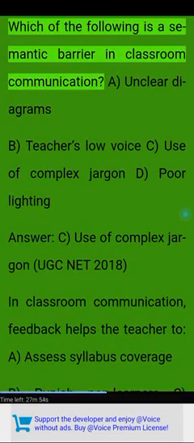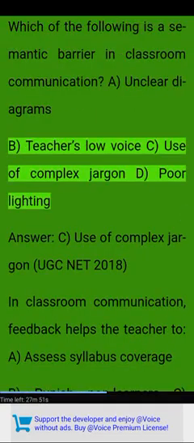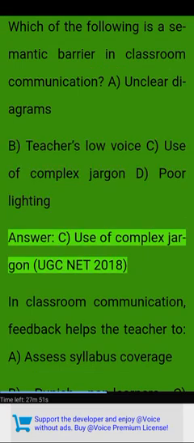Which of the following is a semantic barrier in classroom communication? A. Unclear diagrams. B. Teacher's low voice. C. Use of complex jargon. D. Poor lighting. Answer: C. Use of complex jargon. UGC NET 2018.